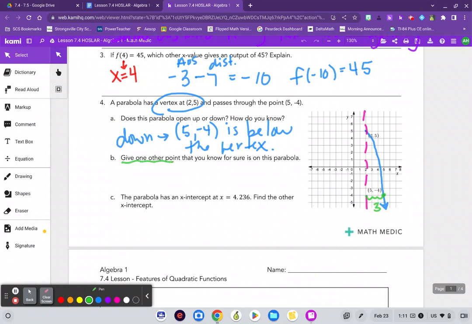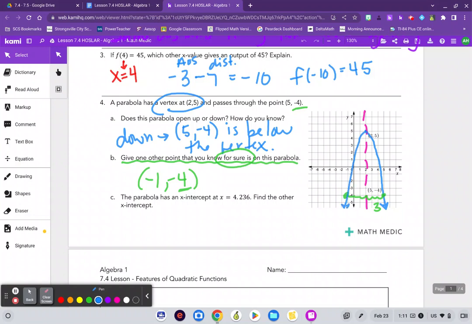So if I have to give one other point that I know for sure, 100% certainty, is on this parabola, I know for sure on the other side of that axis of symmetry, 1, 2, 3 units away, I'm going to have another point. And that point's going to be (-1, -4). Same y value, same output as that other given point. In fact, I can use that point to finish drawing the rest of my parabola.